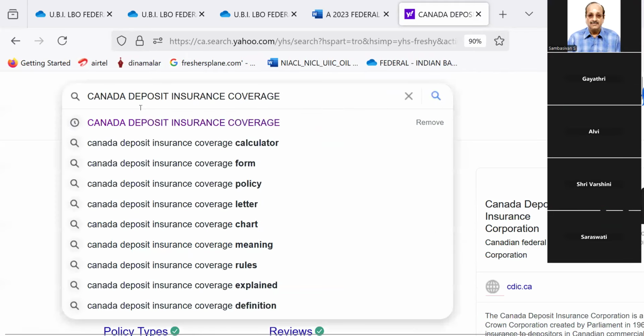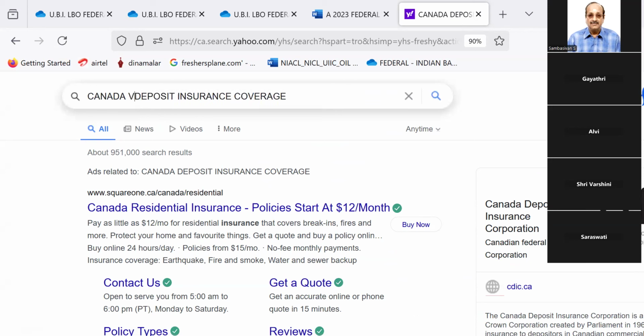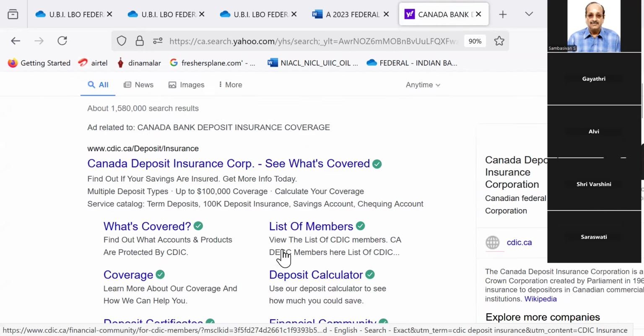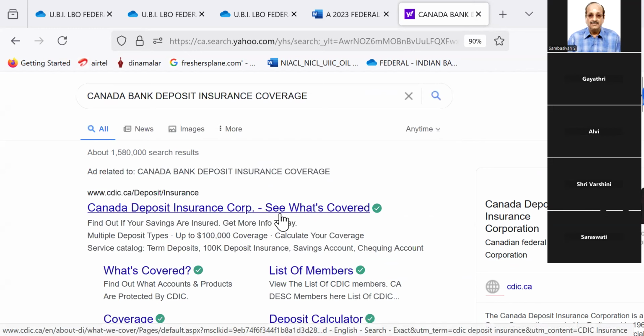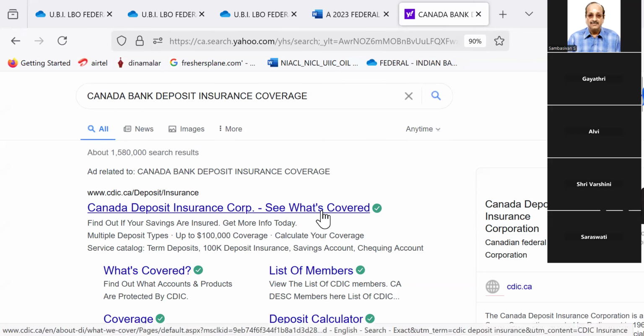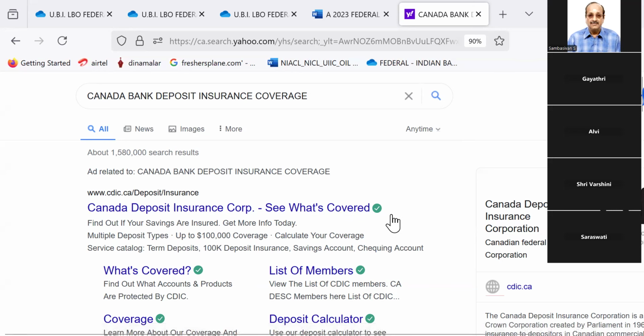Canada bank deposit insurance. Insurance corporation, 1 lakh coverage. I told you correctly, up to 1 lakh only is covered. In Canada, 1 lakh comes to, in terms of Indian rupees, 62 lakh rupees, whereas in America it is again $1 lakh. In terms of rupees, it is coming to how much? 86 lakh rupees or 87 lakh rupees. But in India, it is only this much.